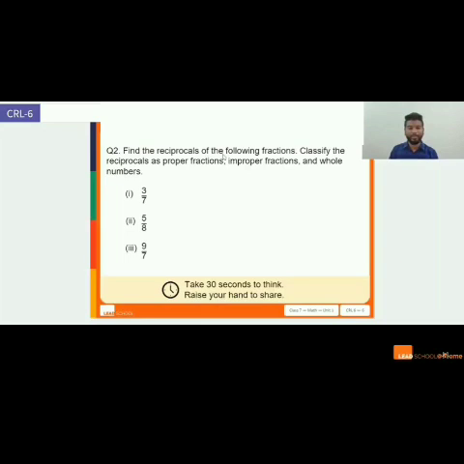So find the reciprocals of the following fractions. Classify the reciprocals as proper fractions, improper fractions and whole numbers. After you identify the reciprocal fraction of this given fraction, you will then tell me if it's a proper fraction, improper fraction or a whole number. Alright, you have 1 minute to do this. Your time starts now. You can do this in your notebook.